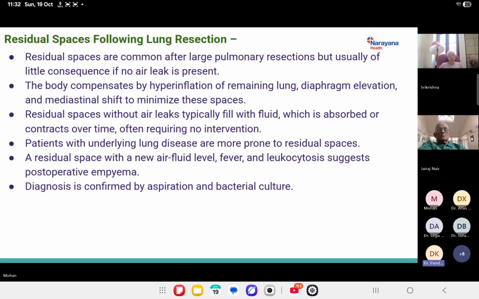A residual space with a new air fluid level, fever, and leukocytosis suggests postoperative empyema. Diagnosis is confirmed by aspiration of that fluid and then sending it for cultures.